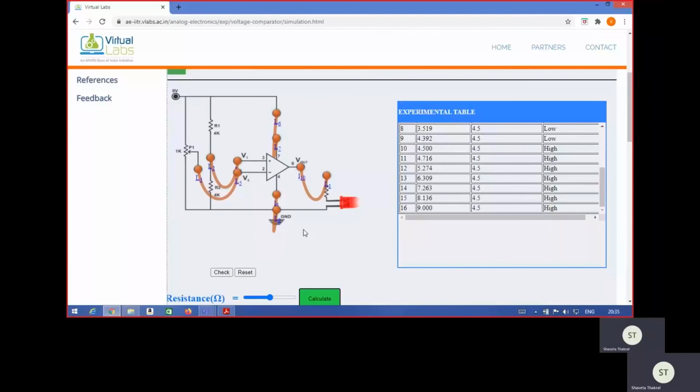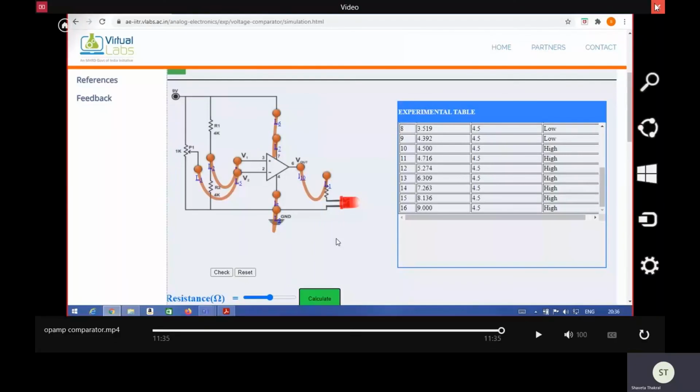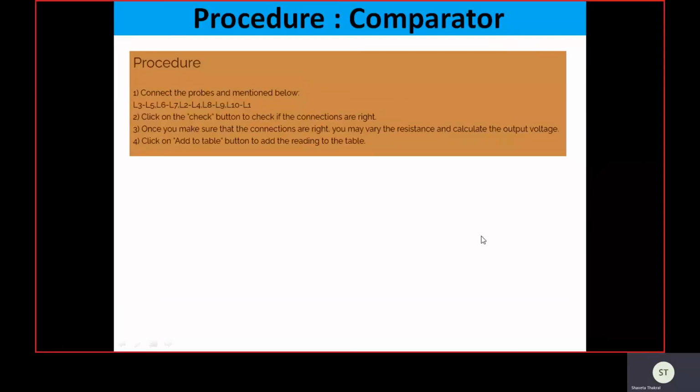So in this way, we have verified the functionality of the comparator. And this is one of the very important applications of the operational amplifier, that we can utilize it as a comparator. Thank you. So in this way, we can perform the experiment.